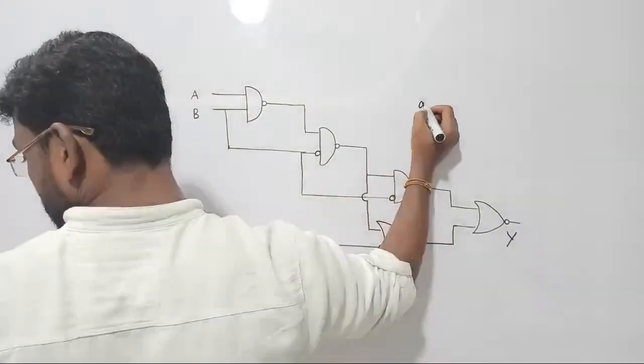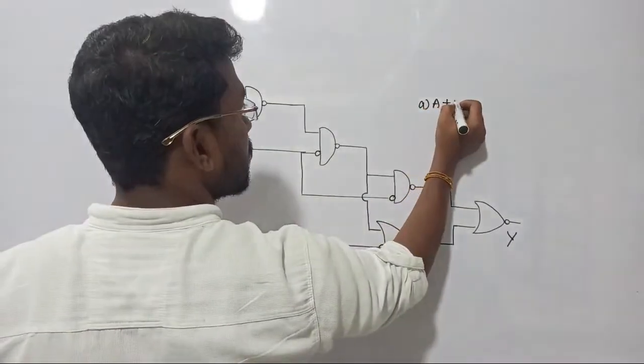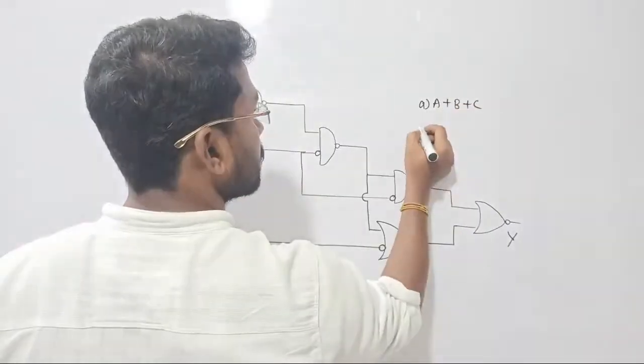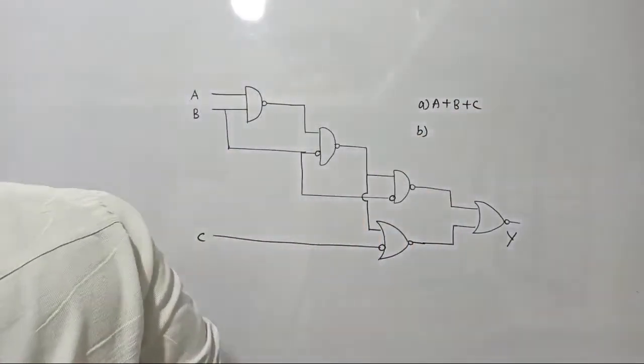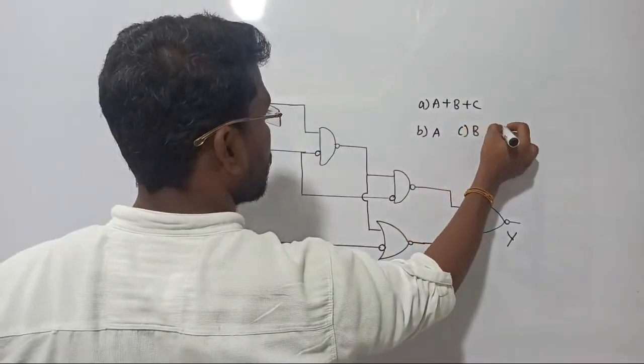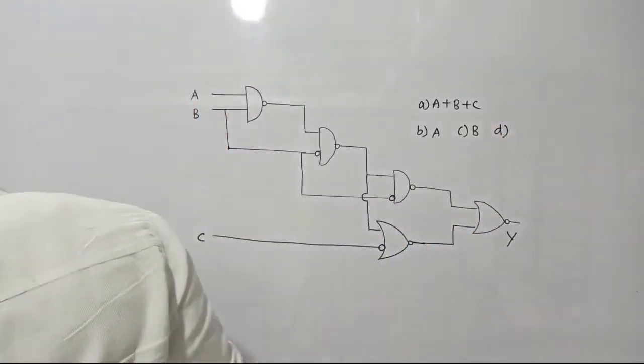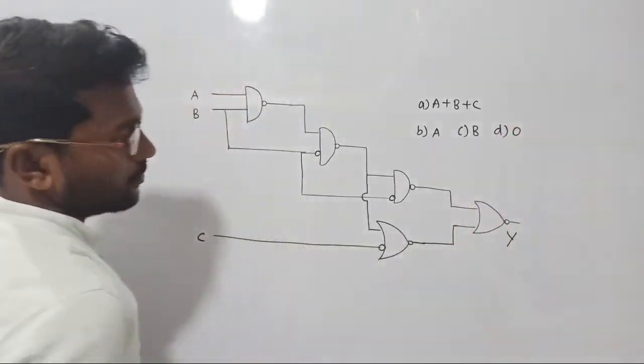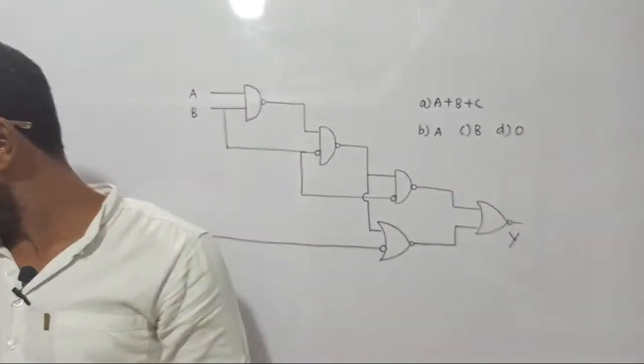Option A, they said that is A plus B plus C. Option B, they said A. Option C, they said B. In option D, they said 0, I think. Yes, option D, they said 0. Right? Shall we proceed? Yes.